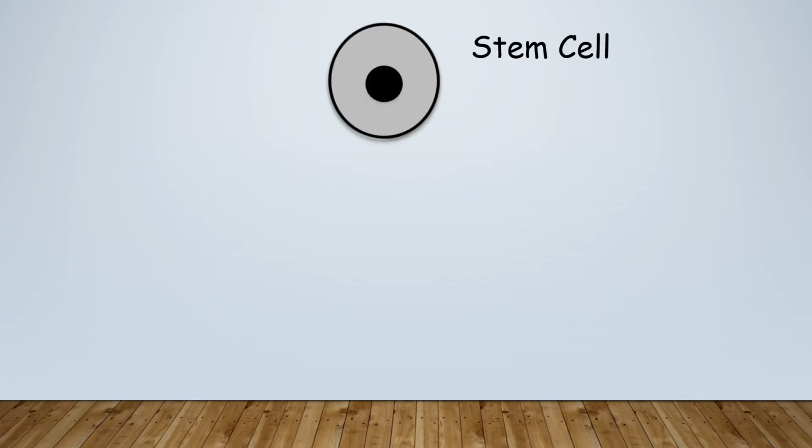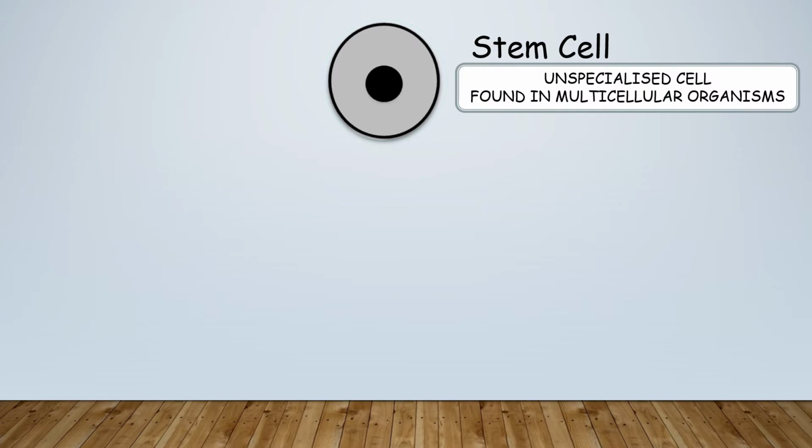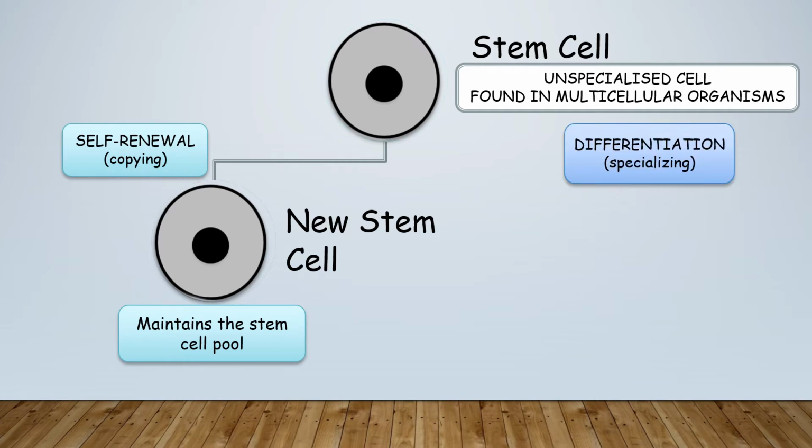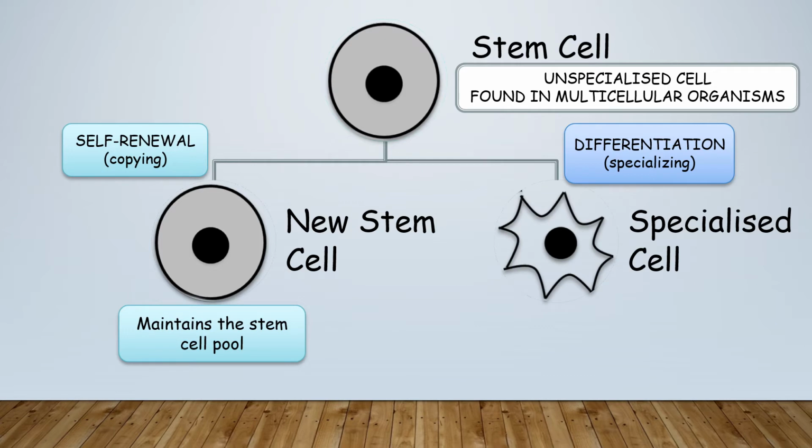So within the blastocyst and the adult we have stem cells. These are unspecialised cells found in multicellular organisms, and they can do 2 things. They can self-renew, which is copying to produce a new stem cell, and that will maintain the stem cell pool. So they're always self-renewing to produce new stem cells and keep that going. And the second thing they can do, which is what we're looking at today, is differentiation, which is specialising. They can become a specialised cell.